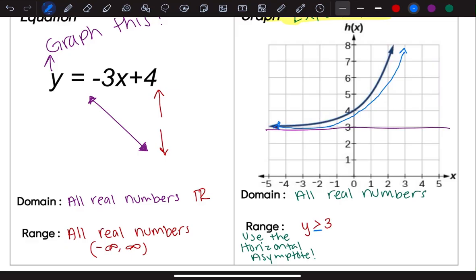If my function, instead of stopping right above 3 and leveling out, just so happened to come down like this, then 3 would no longer be my horizontal asymptote, because now right here I have a point, let's call it 1.8 comma 3. So there is a value on my function that has 3. So just be careful of your horizontal asymptote. A lot of students think that it has to cross the y-intercept. A horizontal asymptote has nothing to do with the y-intercept.